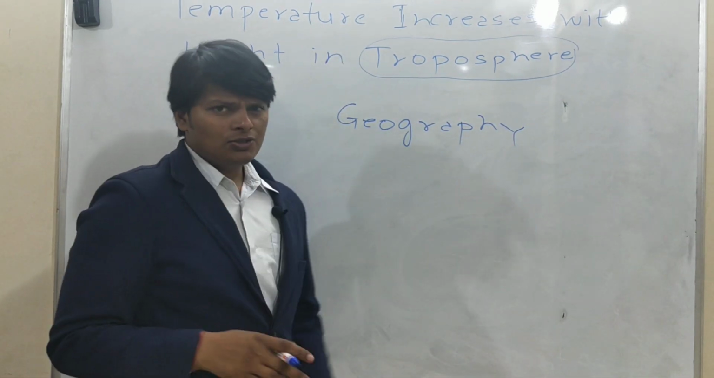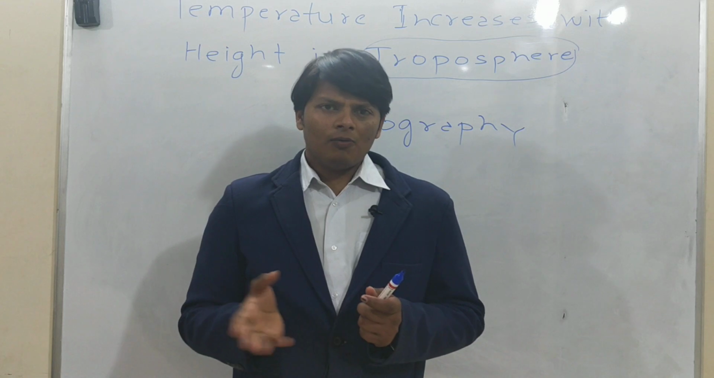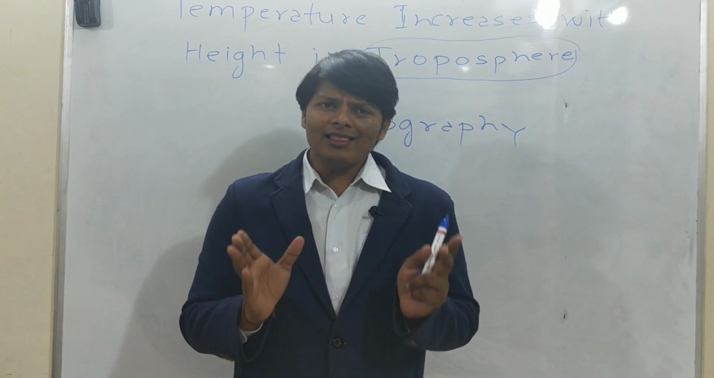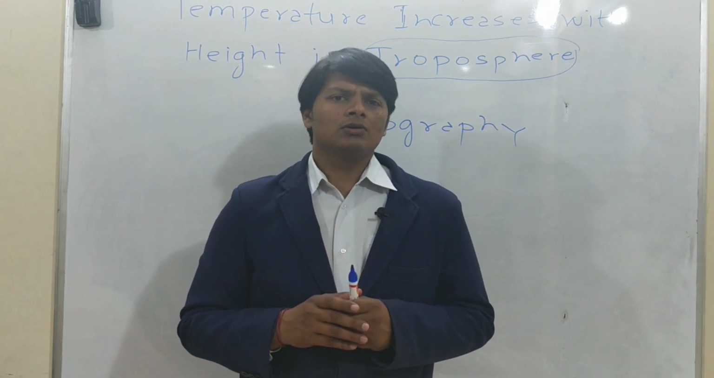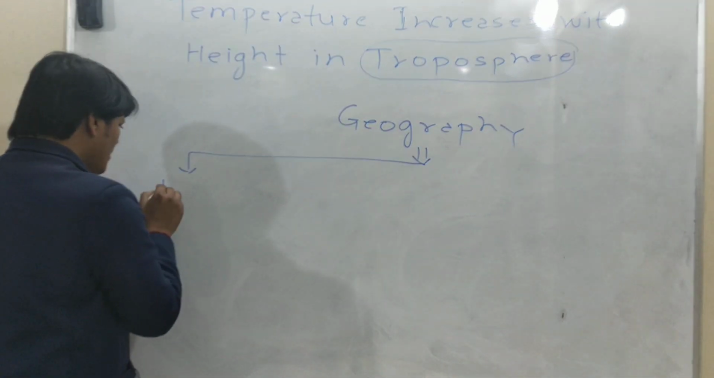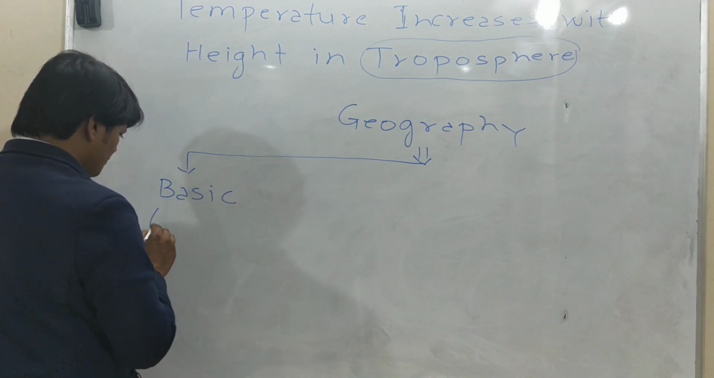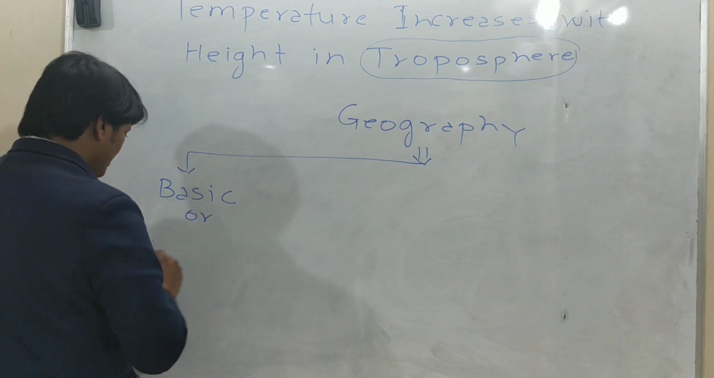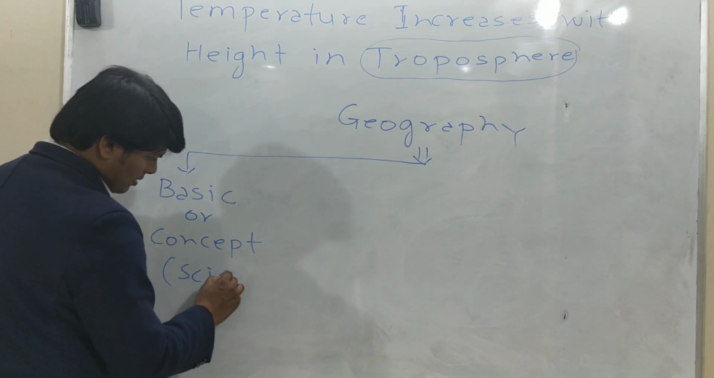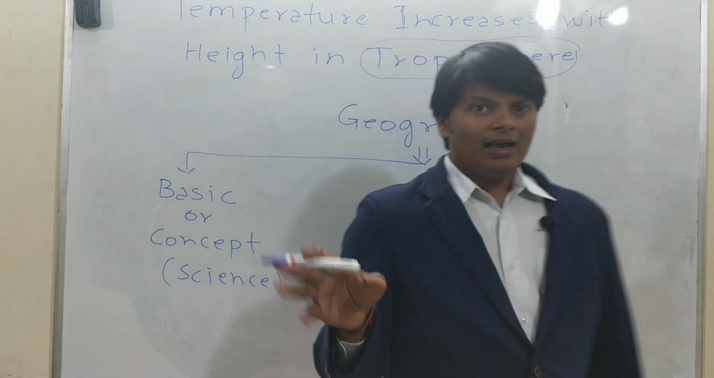Geography is a basic science. Whether it is the phenomenon of a cyclone, earthquake, or wind, any phenomenon that happens in geography belongs to basic science. So the concept of geography belongs to basic science. This will be the basic; the concept part belongs to science in geography, and this concept we have to implement on the map.